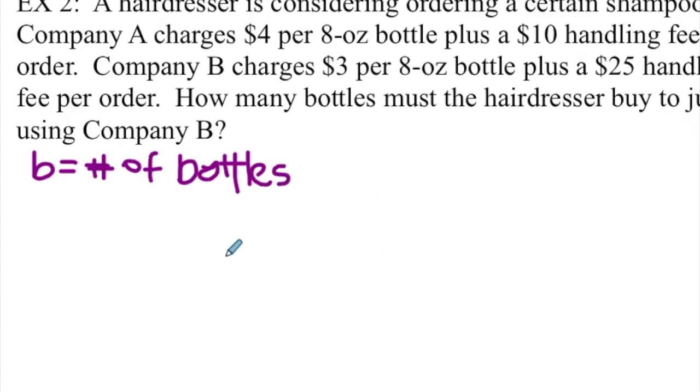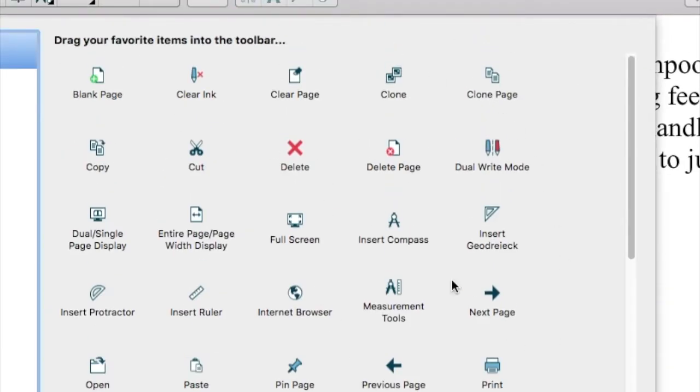So if we look here for company A, she is going to be paying $4 per bottle. So since I don't know how many bottles, then that means that she's going to have 4 times the number of bottles. The number of bottles is an unknown, but she's going to need to add to this the $10 handling fee that they're going to charge her to ship her stuff. And this is going to tell us how much it costs. So we'll let C be our total cost.